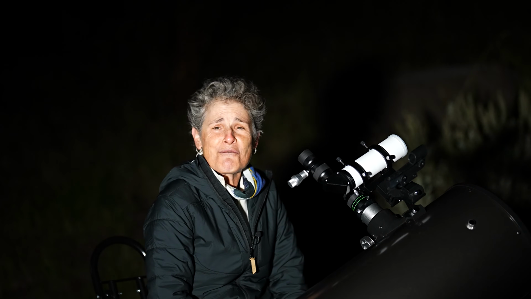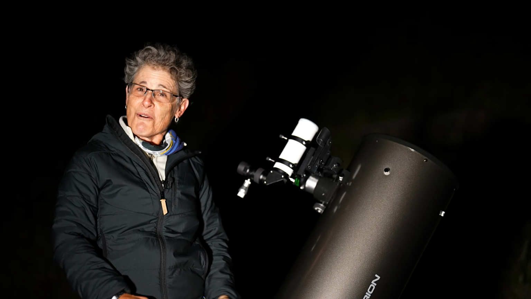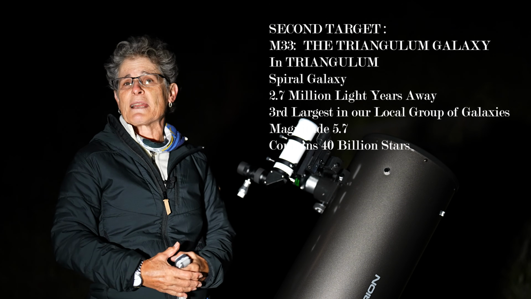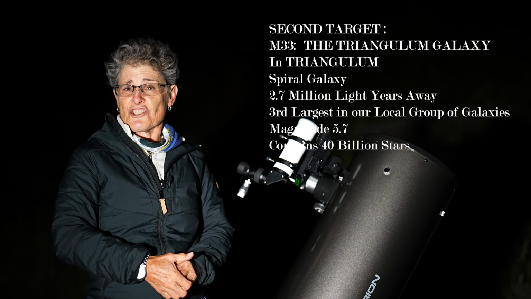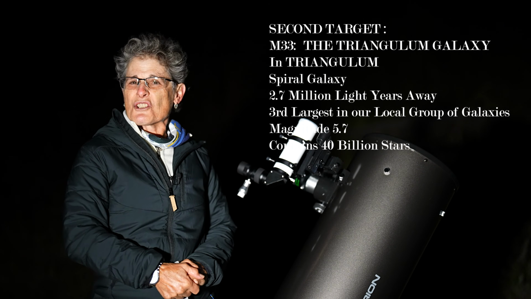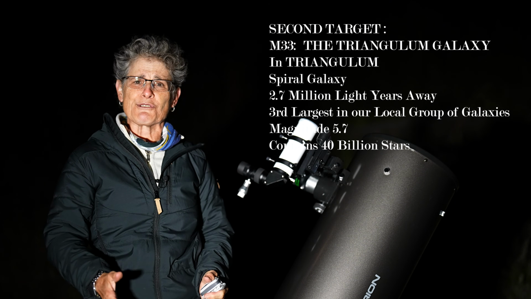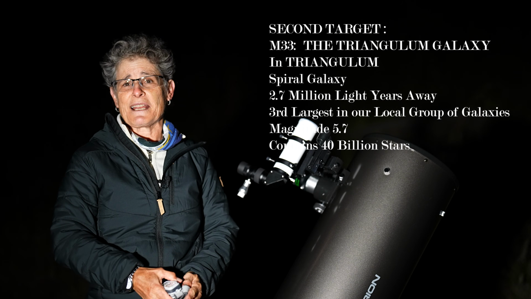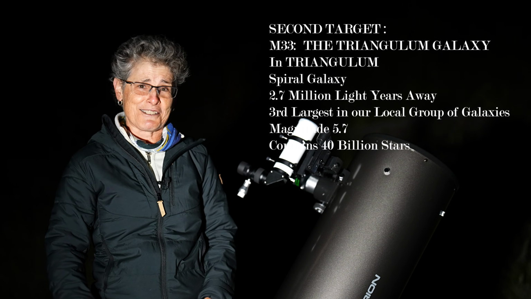I couldn't split the B and C pair, but what a beautiful pair Gamma 1 and Gamma 2 are. Next, let's scoot just below Almach and check out a galaxy, M33, the Triangulum Galaxy, found in the constellation Triangulum. Some star charts confusingly refer to this galaxy as the Pinwheel Galaxy, but I call it the Triangulum Galaxy because there's already a Pinwheel Galaxy.